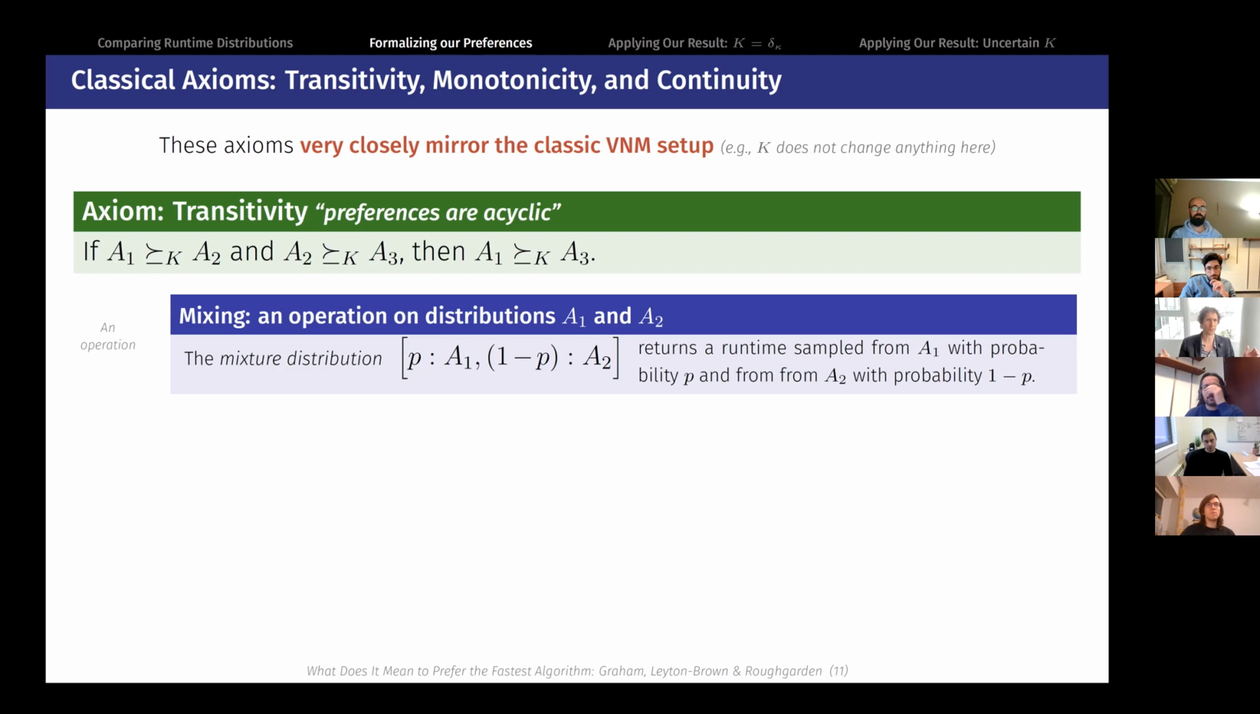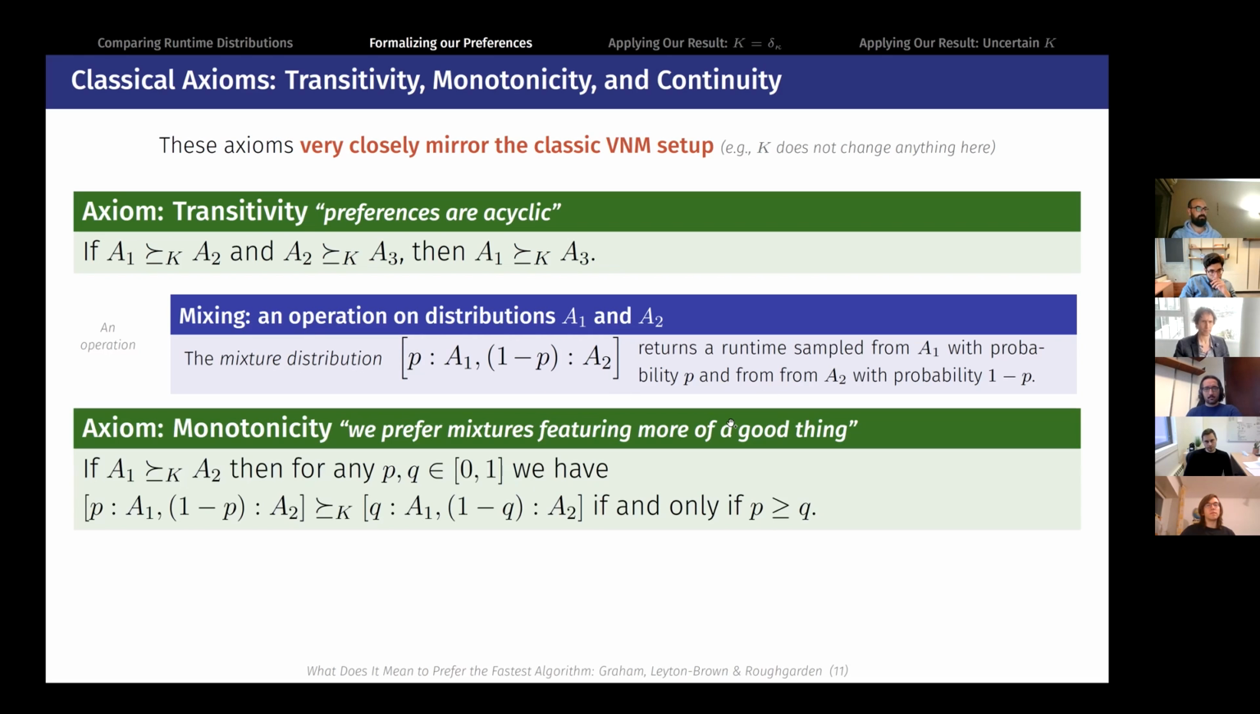And the thing to notice is this itself is just a runtime distribution. This flattens out, it becomes another algorithm. So I'm going to call that mixing, and I'm going to use this notation that you can see here.